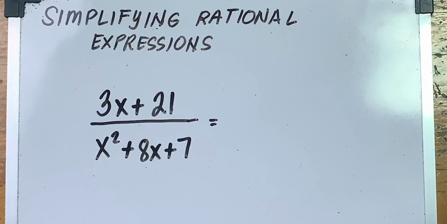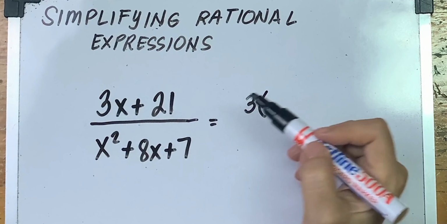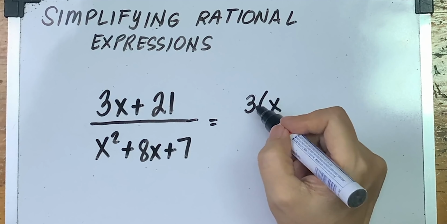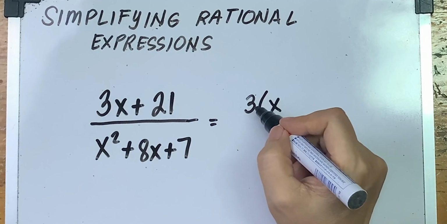Let's try this example: 3x plus 21 over x squared plus 8x plus 7. First, let's factor the numerator. So we have a greatest common factor of 3. We bring 3 out. 3x divided by 3 is x. 21 divided by 3 is 7. So we have x plus 7 over the denominator.